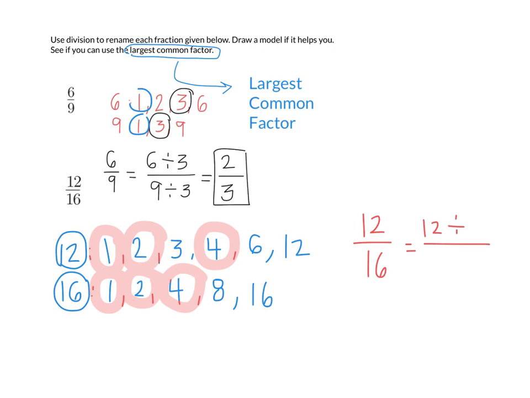4 over 4. Good. I can say that this is equal to 12 divided by 4 over 16 divided by 4. Because I'm trying to look for a version of 1 where the numerator is divisible by that number and the denominator is divisible. And that's how the largest common factor helps us. Good. What's 12 divided by 4? Everyone? 3. What is 16 divided by 4? 4. So that means that 12/16 can be renamed or simplified as what equivalent fraction? 3/4. Very good.